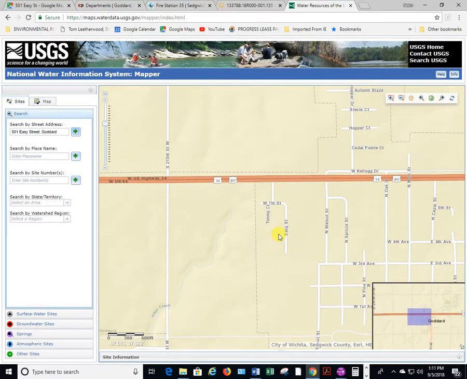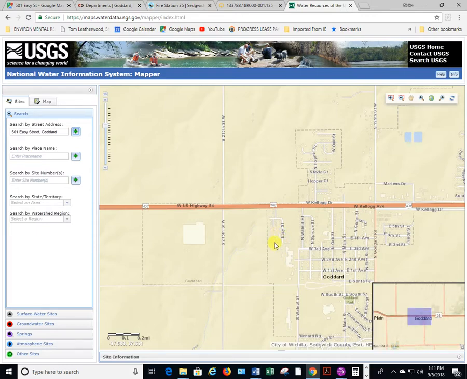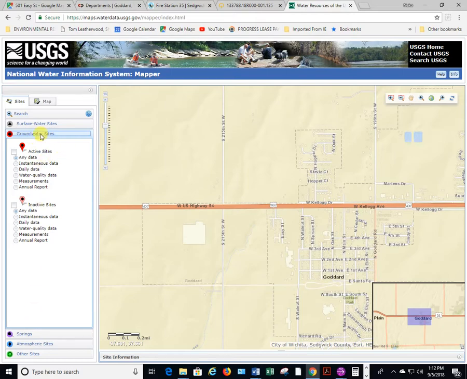Okay, I think I'm zoomed in too far. If I zoom out, you can actually see our building there. Y'all see it? But I'm in the vicinity of my property. I just try to get the general area centered on this map. Then I'm going to come over here to groundwater sites. I want active sites and we want measurements.